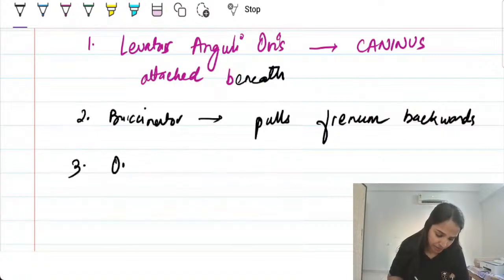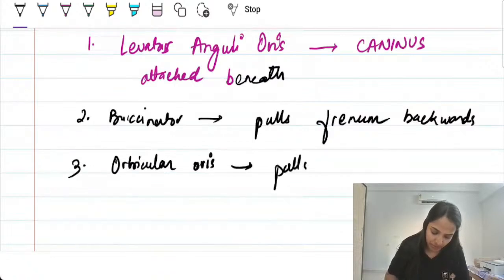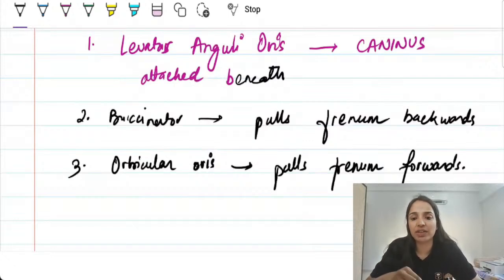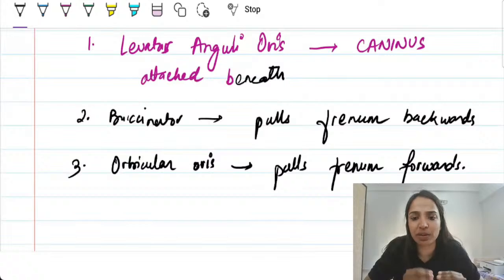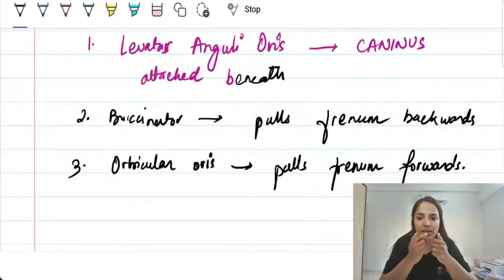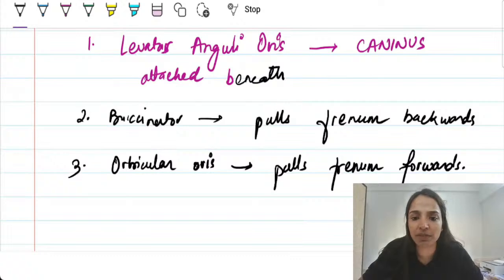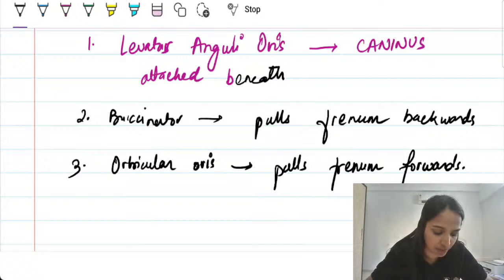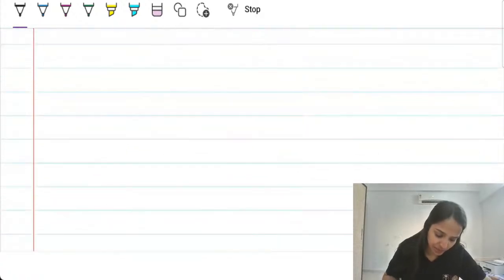And you have orbicularis oris that pulls the frenum forwards. Right? So, three muscular attachments. You will have levator anguli oris that is going beneath the frenum. The up and down movement or vertical movement of your frenum would be affected by it. Buccinator, it is behind it, so it will pull it backwards. Orbicularis oris located over here, it will pull the frenum forwards. These are your three movements that happen. So, because it moves in vertical as well as horizontal plane, you would need a wide crescentic relief for your buccal frenum.